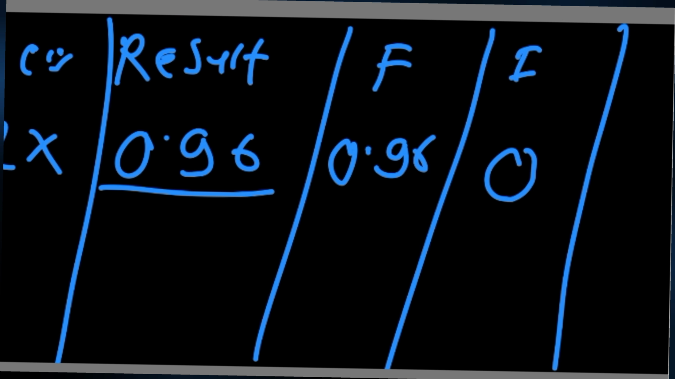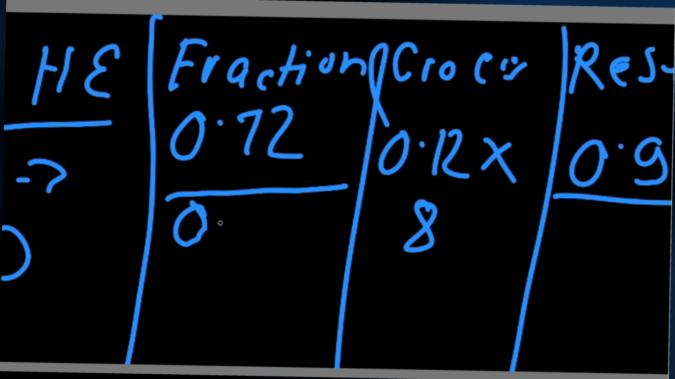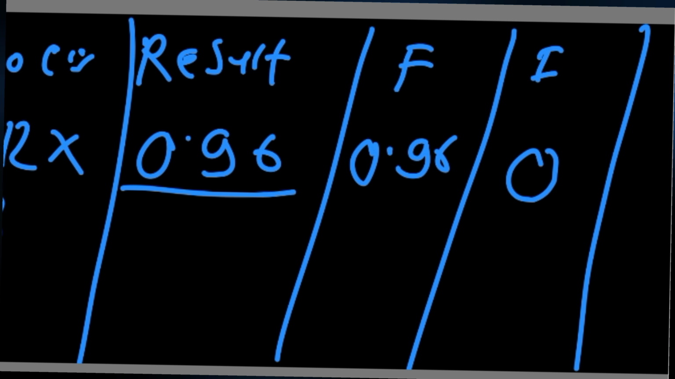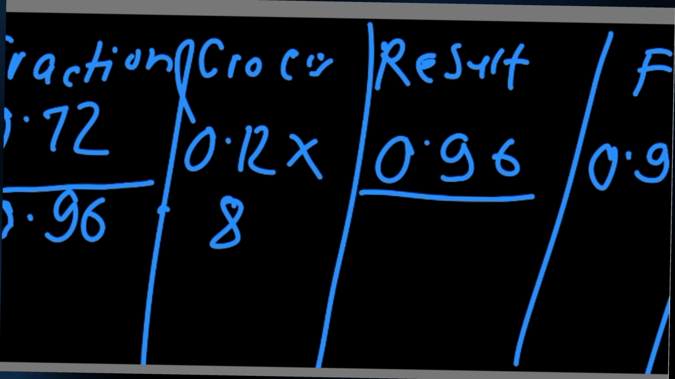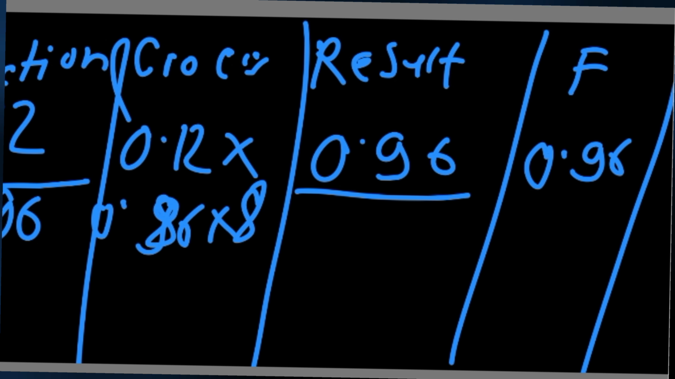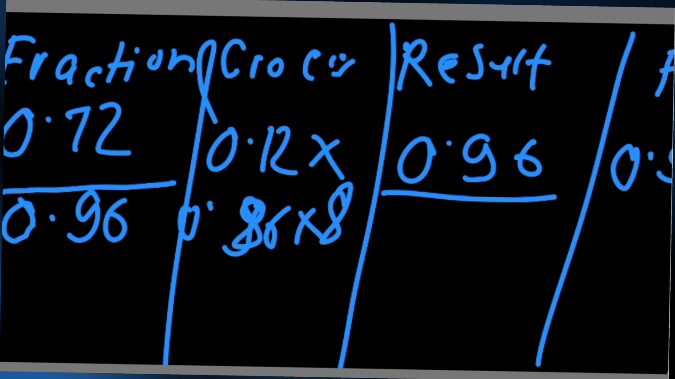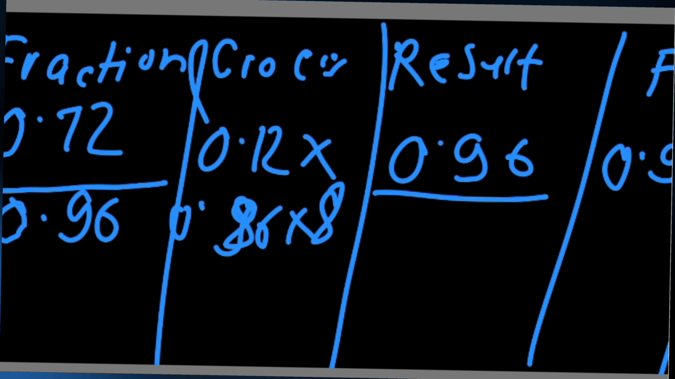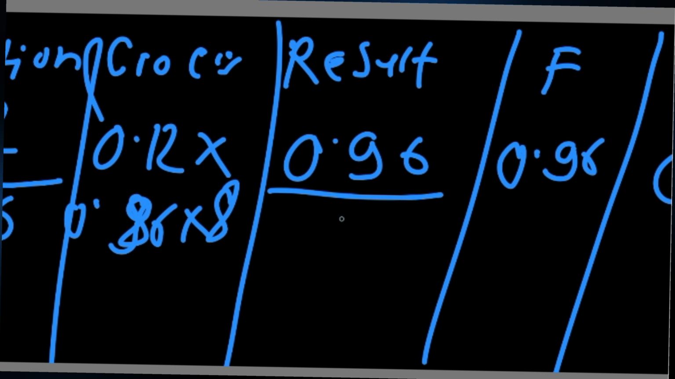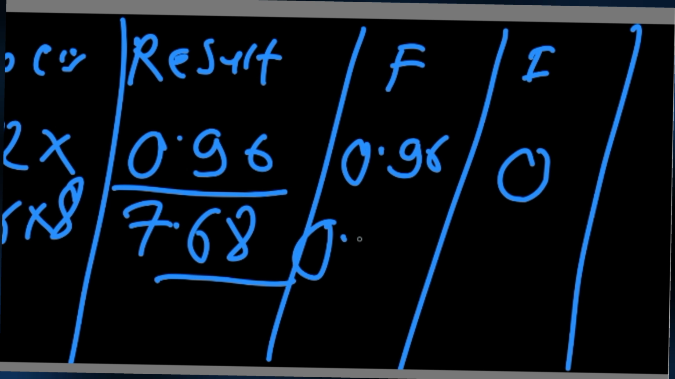So 0.96. Again, what we do is take the fraction part, which is 0.96, the result we got, and multiply it by the base number, which is 8. We multiply the fraction part of the result by the base until we get the perfect result of 0. So 0.96 multiplied by the base number 8 gives us 7.68. Here the fraction part is 0.68 and the integer part is 7.